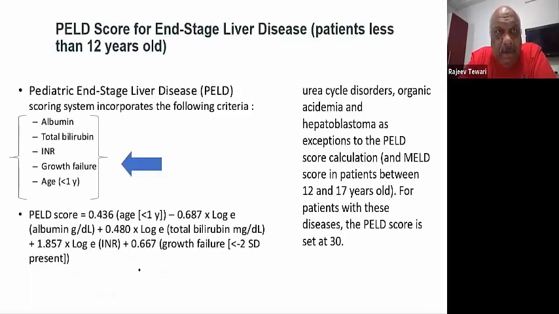Next slide please. Now PELD score is a pediatric score, and the figure, the 4 lines shown with blue arrow, what PELD score includes? Albumin, bilirubin, INR, growth failure and age. Only remember the parameters, no need to memorize the value or the formula. The question they ask is what parameters are included and what is not included. If you see the right half of the slide, urea cycle disorder, organic acidemia and hepatoblastoma, these are exceptions of PELD score. Here directly you give 30. The score will be 30 if patient is suffering from these conditions.